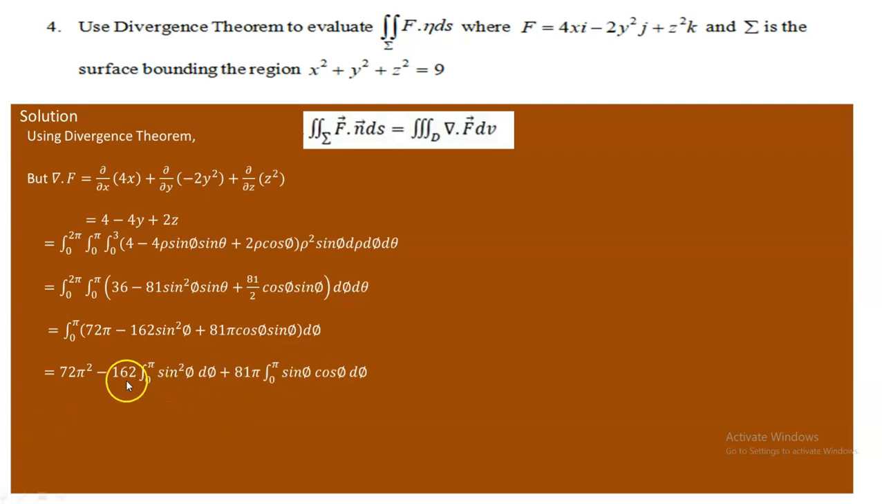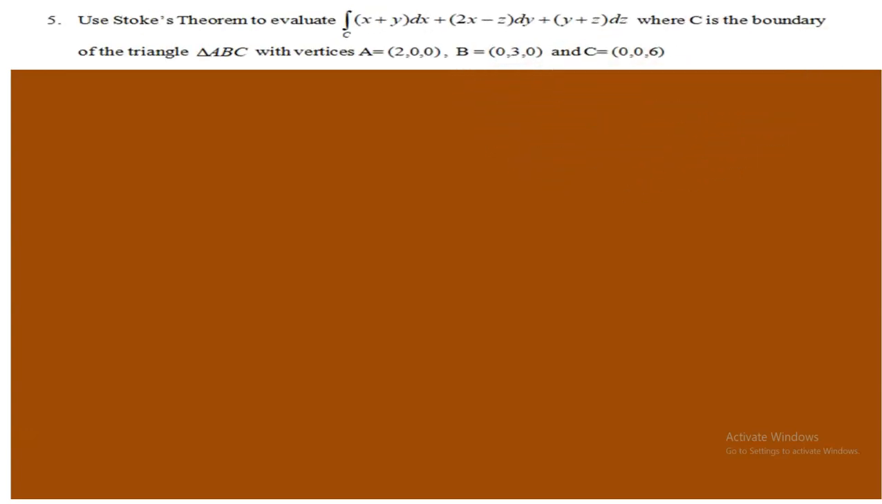So I can now undergo integration for each of these one by one, and you will finally obtain this to be, as can be shown, 72 pi squared minus 81 pi. Now after this, what comes next is, you see, question number 5, the last one, and it says use Stoke's theorem to evaluate this under a triangle ABC with vertices A, B, C as it has been given.